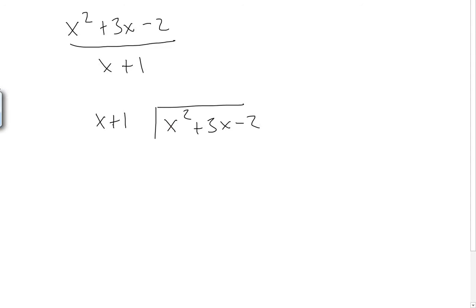Once you recognize that you need another x, x times x gives you x squared, then the other thing you have to be careful of is you're multiplying times this whole expression now. Before it was just a number, but I'm multiplying x times an entire expression, so I have to distribute it to each term. X times x gives me x squared, and then x times 1 gives me positive x. So I'm multiplying times each of those.